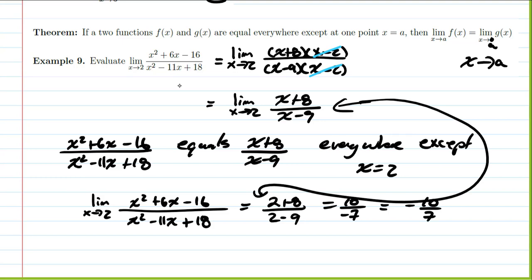So if we can reduce out or create a hole in the graph by reducing that point out, we can use the reduced function to calculate the limit. So this is one of our strategies if we ever have a denominator that is equal to 0.